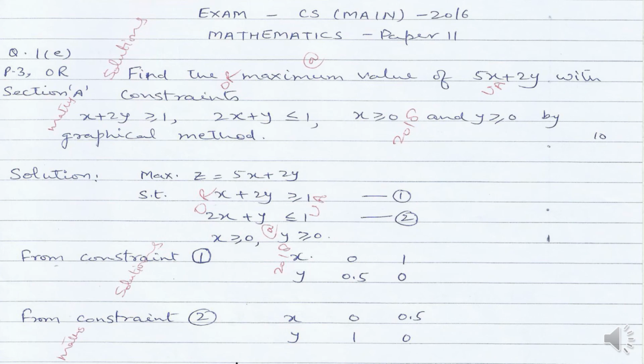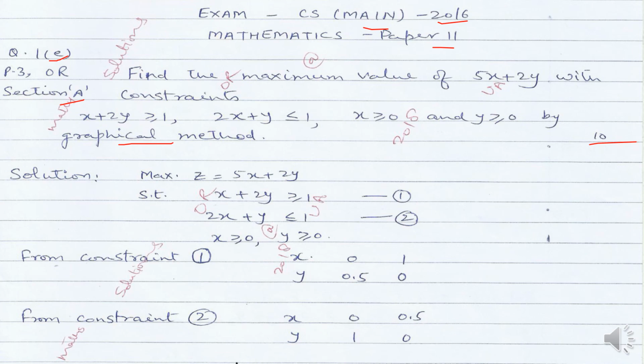Hello viewers, in this video I would like to discuss question number 1E of Operations Research of the CS Main 2016 Mathematics paper 2. This question is from section A and is based on the graphical method, and it is of 10 marks. The question says: find the maximum value of 5x plus 2y with constraints x plus 2y is greater than or equal to 1, 2x plus y is less than or equal to 1, x is greater than or equal to 0 and y is greater than or equal to 0, by the graphical method.